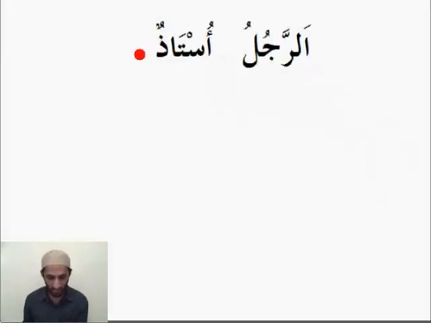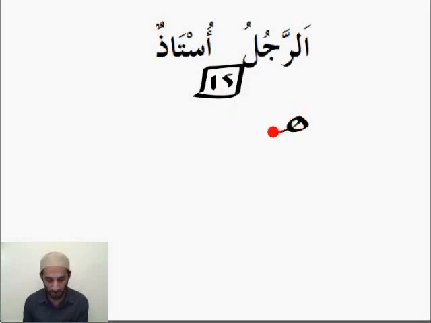So here we have our standard nominal sentence. We had it in the previous section. We have the man, ar-rajulu, we have our hidden "is", I'm going to put it in, is a teacher, ustadhun. So what if I want to say he is a teacher rather than the man is a teacher? Well, I just use the word for he. I'm just going to put it in here. Huwa, and then we have the same as before, ustadhun. Huwa ustadhun, he is a teacher.